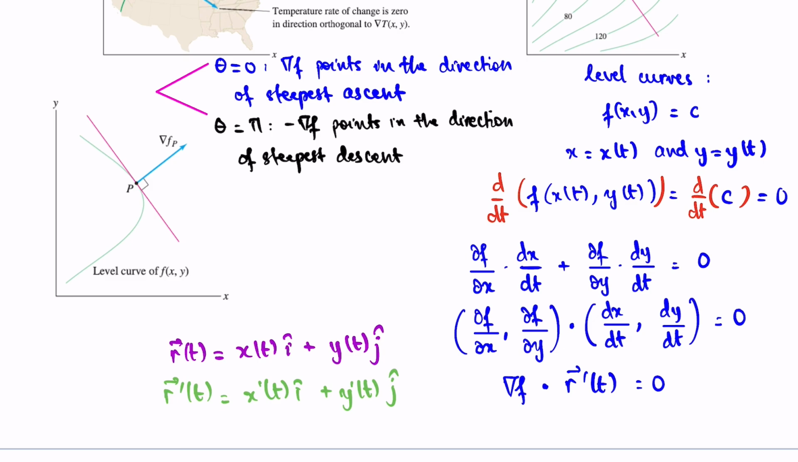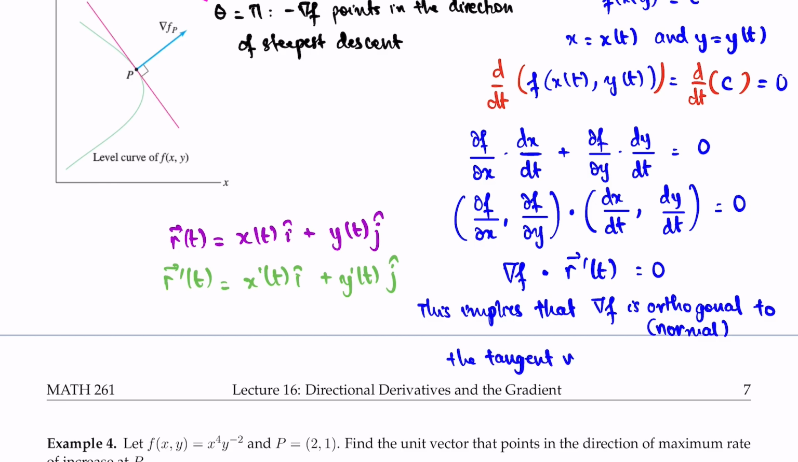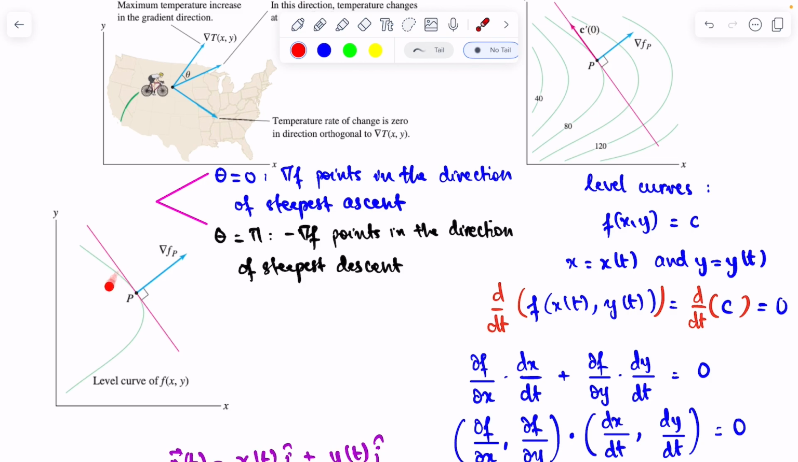This shows that the gradient vector of f is normal, or orthogonal, to the tangent vector. So therefore, it's going to be normal to the curve, or orthogonal to the level curve. So this implies that the gradient vector is orthogonal, or normal for that matter, to the tangent vector r prime of t. So we just showed that another property of the gradient is that the gradient is going to be orthogonal to the tangent vector of the level curve at the point of consideration, as you can see in this picture, as well as in this picture.